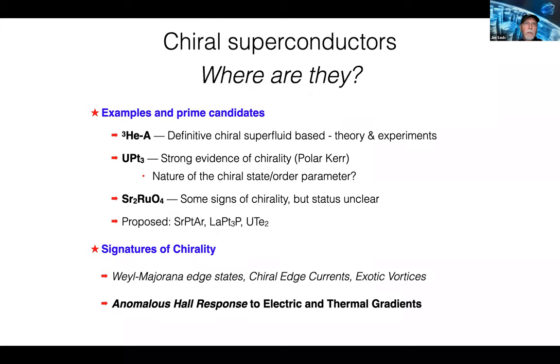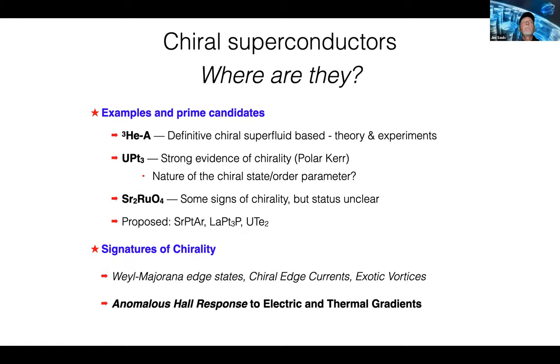Some of the key signatures are edge states, Weyl or Majorana edge states that would be confined on the edges of these superconductors, and also exotic vortices, for example, half quantum vortices. But what I want to focus on is a bulk response, an anomalous Hall response to electric or thermal gradients.